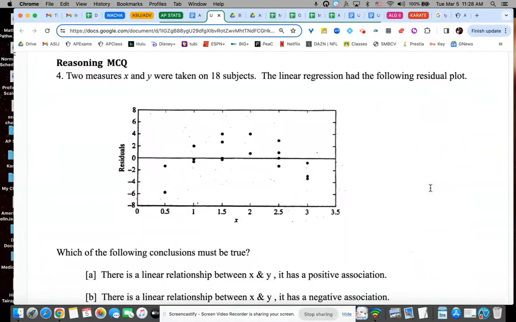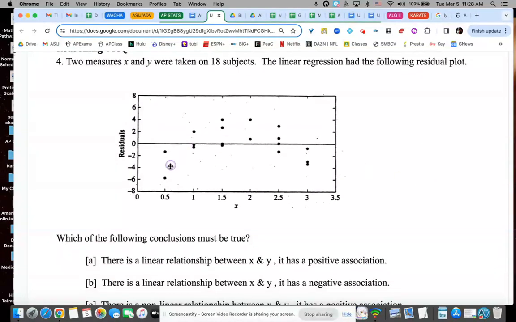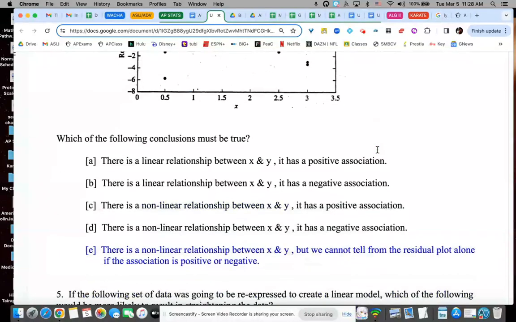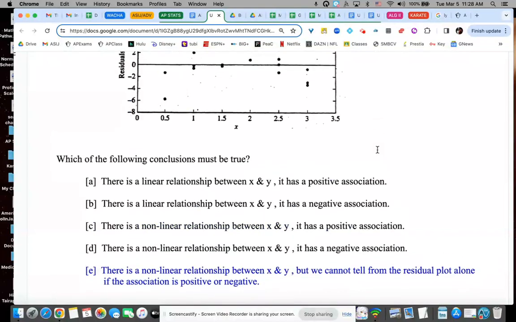Number 4, it's a residual plot. Now keep in mind this curve, we don't really know what the real thing looks like for sure. But we kind of know that there's a pattern in the residuals, right? So that's what they're looking for. What does this tell you? Well, it tells you there's a non-linear relationship. We can see the pattern.